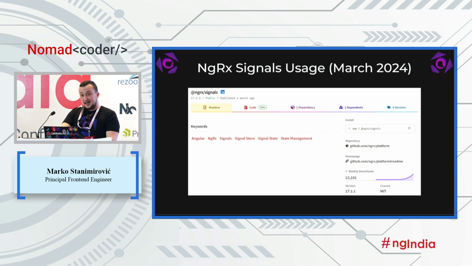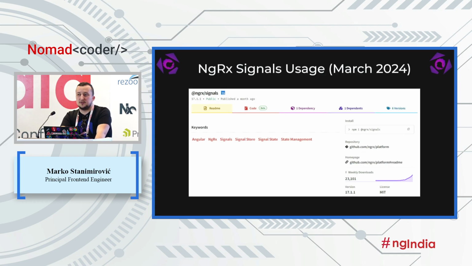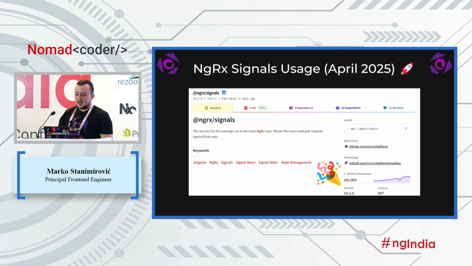Yes, and at ngConf last year, it was March last year, I was very happy to announce that the NgRx Signals package reached 20K weekly downloads. And today, 1 year later, I'm quite happy to announce that the NgRx Signals package reached 200K weekly downloads, which makes it, thank you very much. This makes the NgRx Signals package the fastest growing state management solution in the Angular ecosystem at the moment.